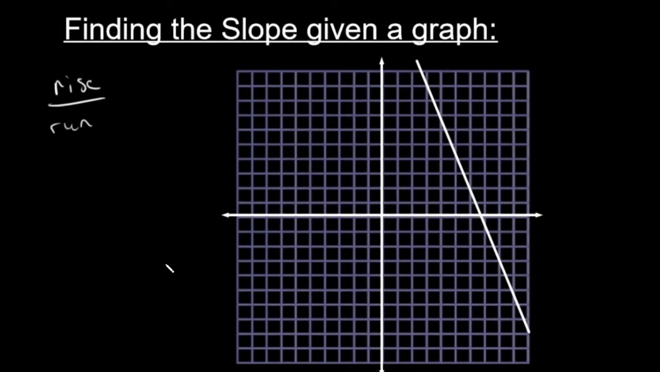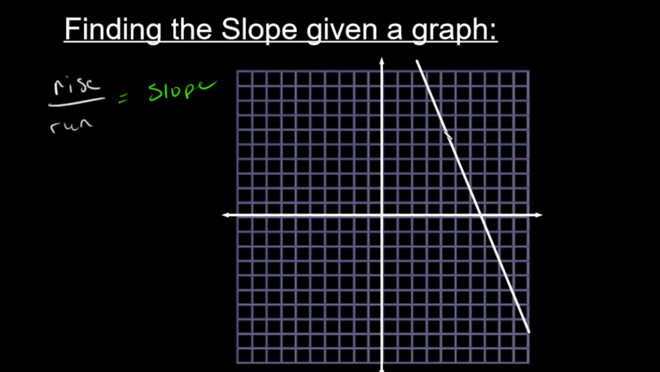So find the slope given a graph. Now slope is defined as rise over run, right? It's defined as a rational number, like a fraction, where the numerator is how far up and down the graph has gone, and the denominator is how far left and right the graph has gone.